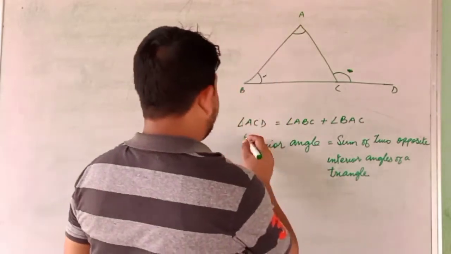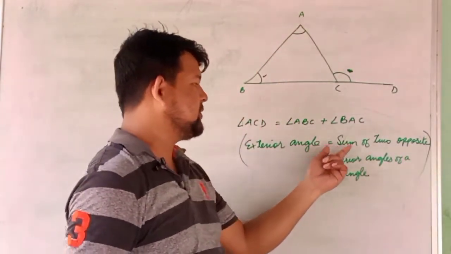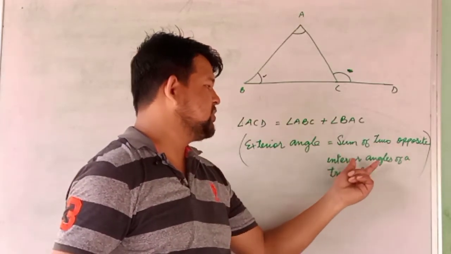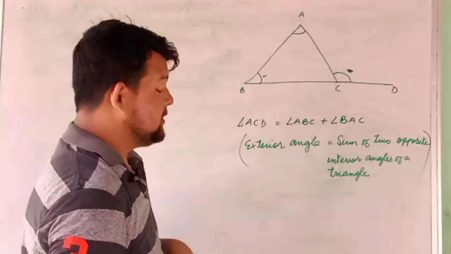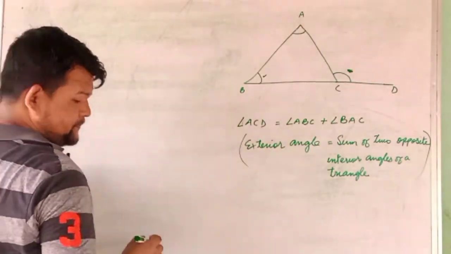So you'll have to remember this is the name of this property. Exterior angle is equal to the sum of the two opposite interior angles of a triangle. So let me explain it in a different way. For example, now let us see again.